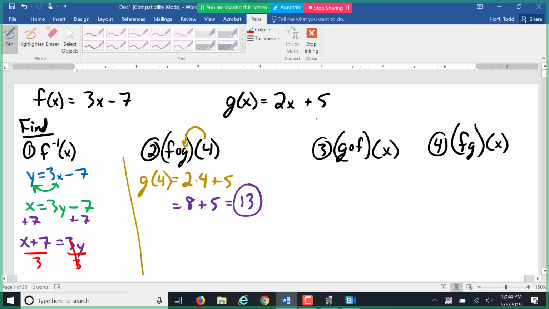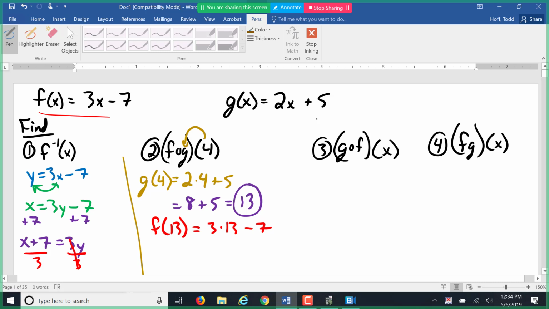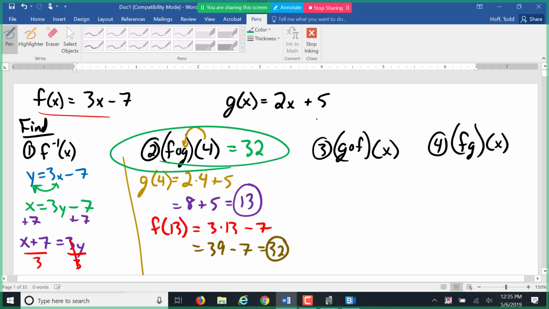That goes into f of x. So we put 13 into f. So that's 3 times 13 minus 7. 3 times 13 is 39. Minus 7 is 32. So f composite g of 4 equals 32. Any questions there?